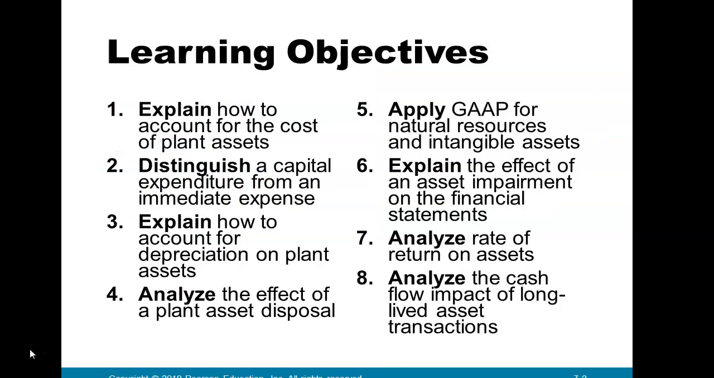As always, when you're reading through the chapter, particularly when you're really going through and trying to understand the concepts, it's important to know why you're looking at the chapter and what you are to get out of that chapter. So we're going to explain how to account for these assets. We're going to distinguish between a capitalization of an asset, or in this case an expense, an immediate expense.